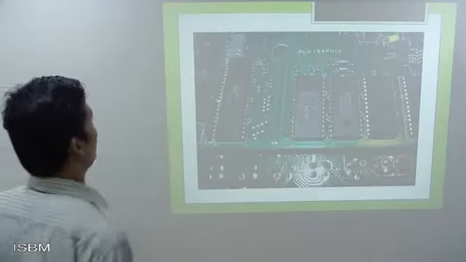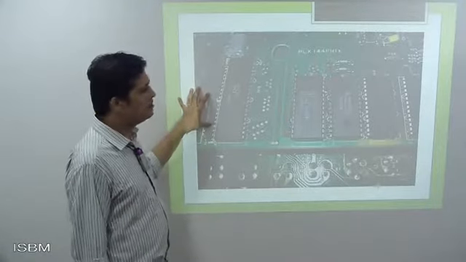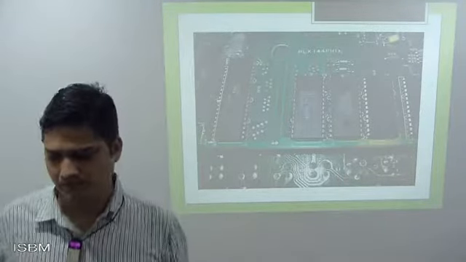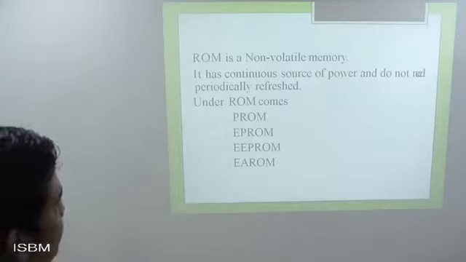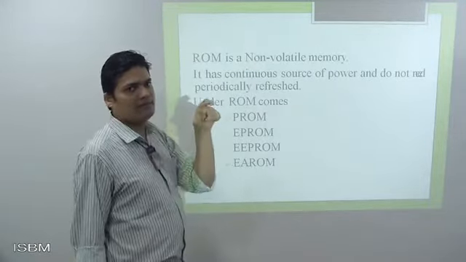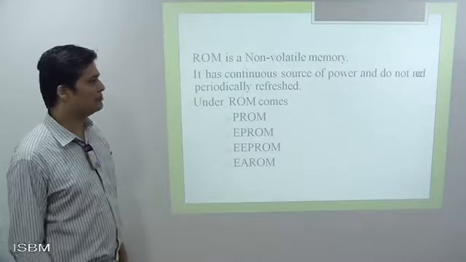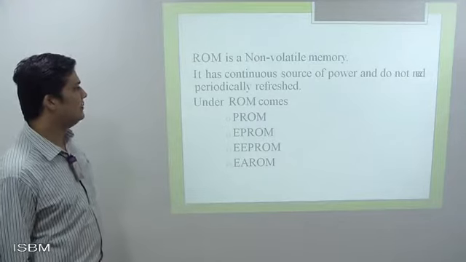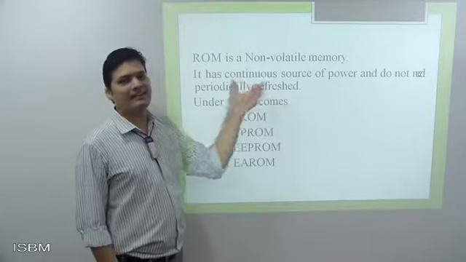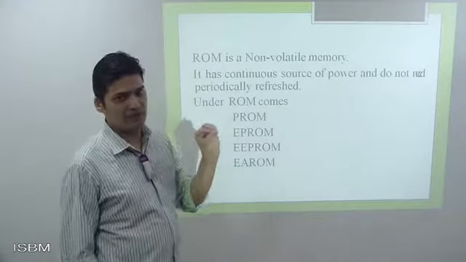This is the kind of ROM you can see, read-only memory. ROM is non-volatile memory. RAM is volatile and ROM is non-volatile memory. It has a continuous source of power and does not need periodic refresh. So there is no need to give attention to the power side.